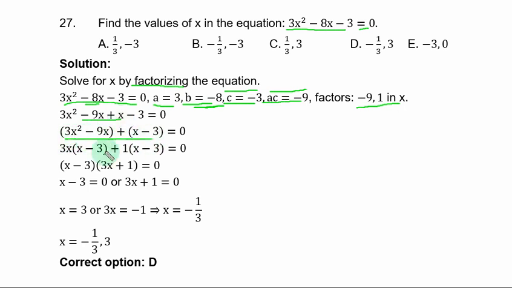From each group, you factor out the common terms, you have this result and this result. If you equate each factor to 0, you have s equal to 3 or 3s equal to minus 1, which implies s is equal to minus 1 over 3. Therefore, s is equal to minus 1 over 3 or 3. The correct option is D.